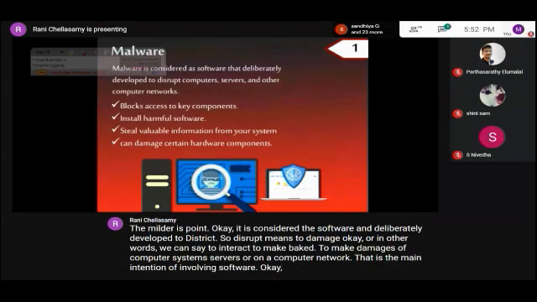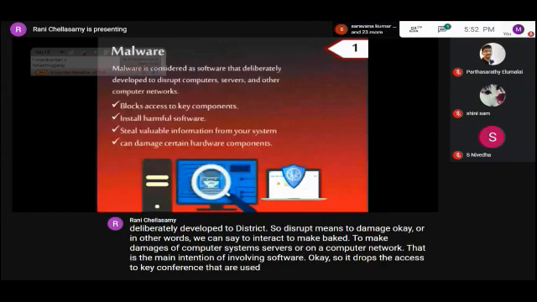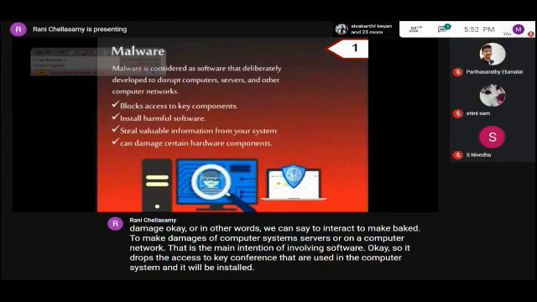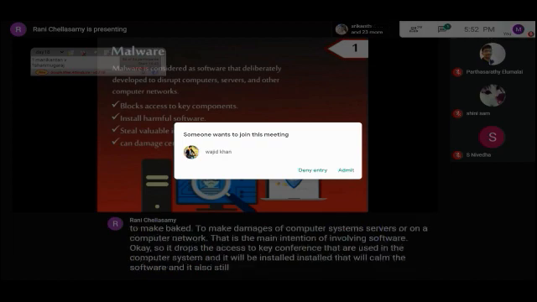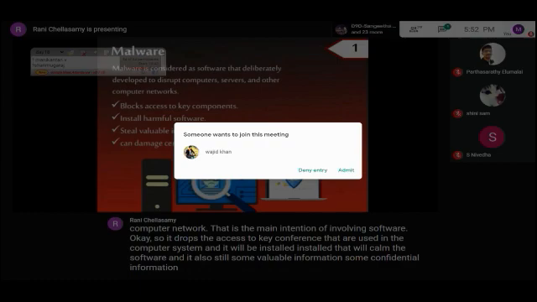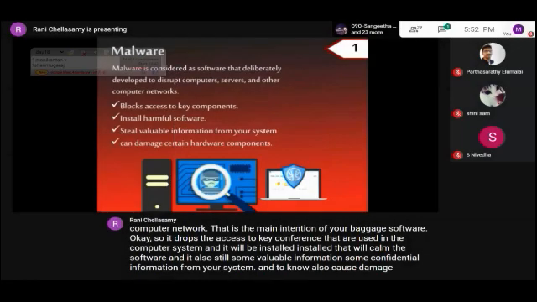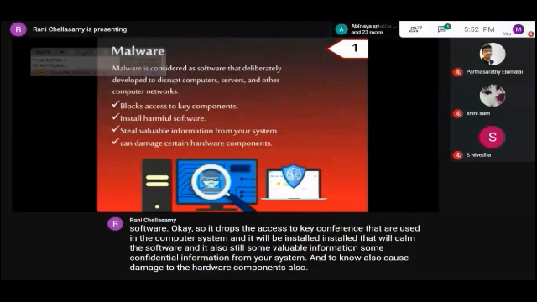It blocks access to key components used in the computer system, and it will be installed. That will harm the software, and it will also steal valuable, confidential information from your system, and it can also cause damage to the hardware components.